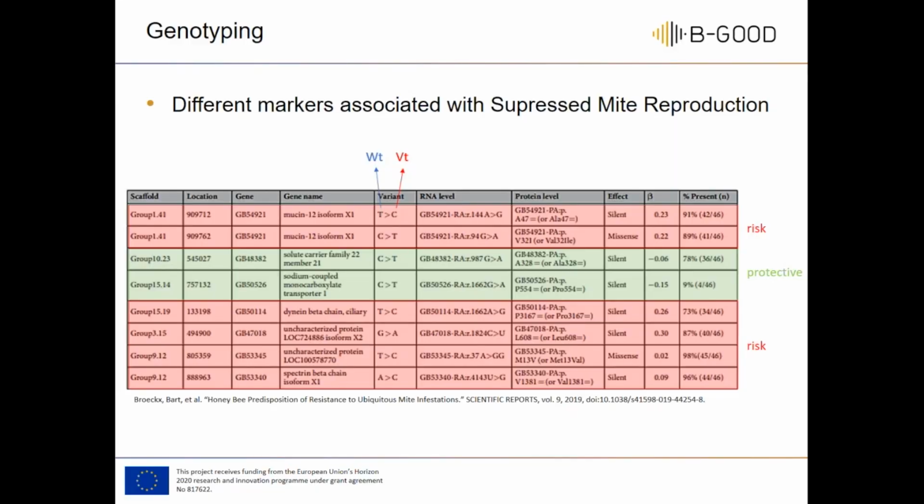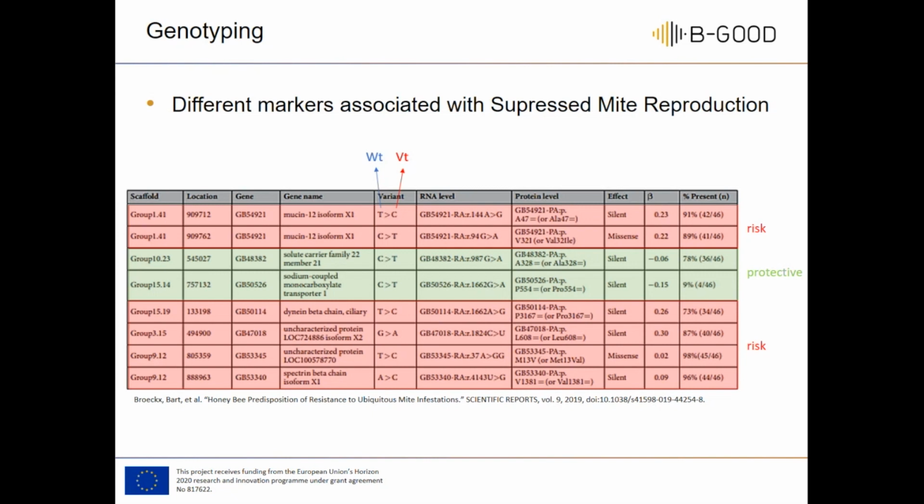In this video, my collaborators will explain how this technique works, and we will show some videos about the manipulation in the lab. So like just explained, we were able to identify single nucleotide variants which were associated with the phenotype suppressed mite reproduction. In this table, you can see an overview of the 8 markers which we identified.